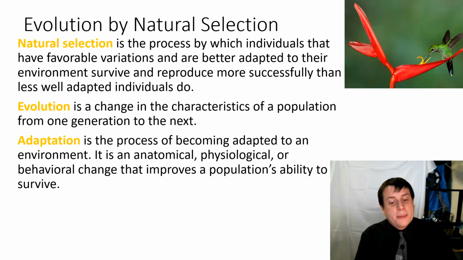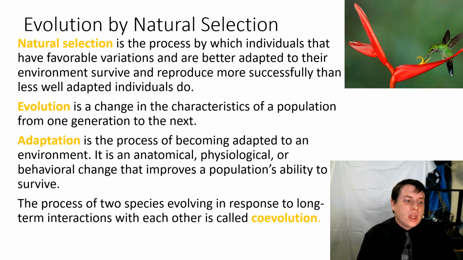And finally, adaptation is the process of becoming adapted to an environment. It is an anatomical, physical, or behavioral change that improves a population's ability to survive. It is based off of, again, the odds of that organism surviving and reproducing being better than one that does not have that adaptation. And then lastly, if you have two species that interact together for a long time and they influence each other's adaptations, you can end up with something called coevolution.